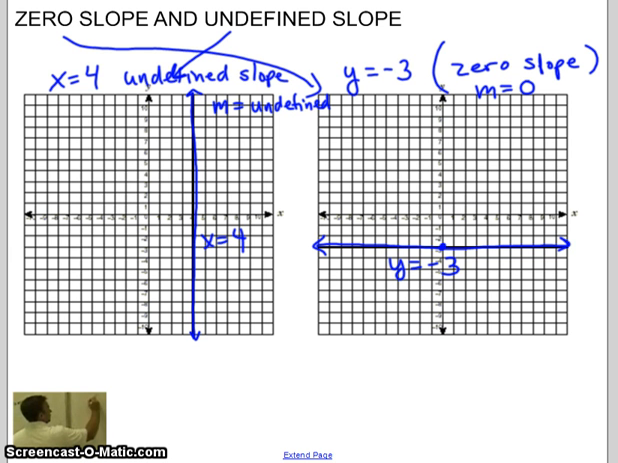How I distinguish the two is if I had a ball and I put it on my undefined slope, what would it do? Well, it wouldn't even roll down the line, it would just fall off. If I put a ball on my zero slope, it would stay still, 0. It's not going to go anywhere. So that's the difference between undefined and zero slope.